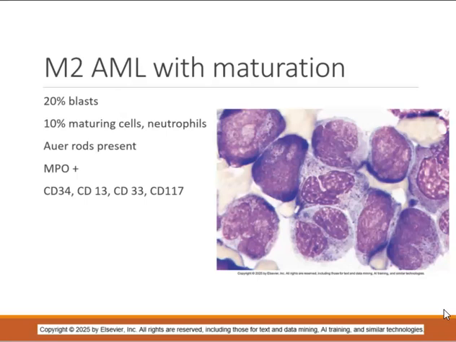That's why there are always atlases. Everything's there to help you. If you do not know what it is, then do not release the result to the physician. Get a secondary review. Here you can see there are some Auer rods present. The myeloperoxidase is positive. Again, the same CD markers we were talking about, 34, 13, 33, and 117, are seen with M2.